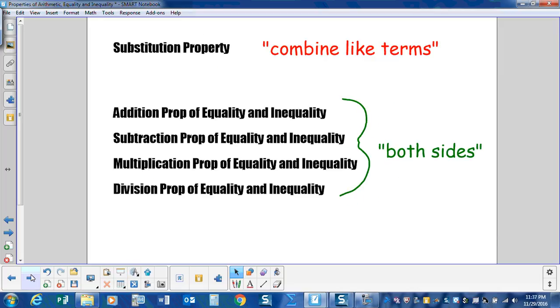So that seems like a lot of properties, but let's think about how we can remember them. The substitution property is when we combine like terms. And when we have the addition, subtraction, multiplication, and division properties of equality using an equal sign, and the properties of inequality using inequality signs, we do the same operation to both sides of the equation. And those are algebraic properties.